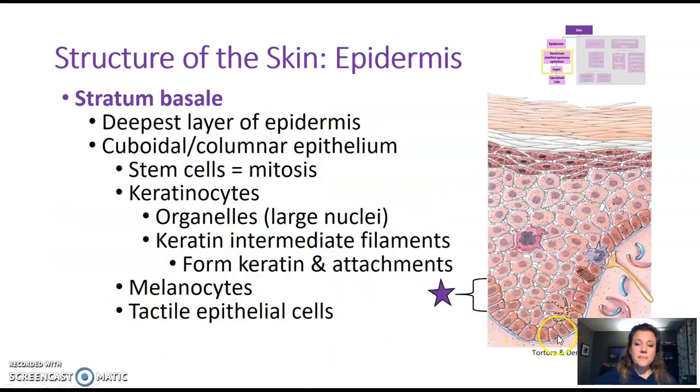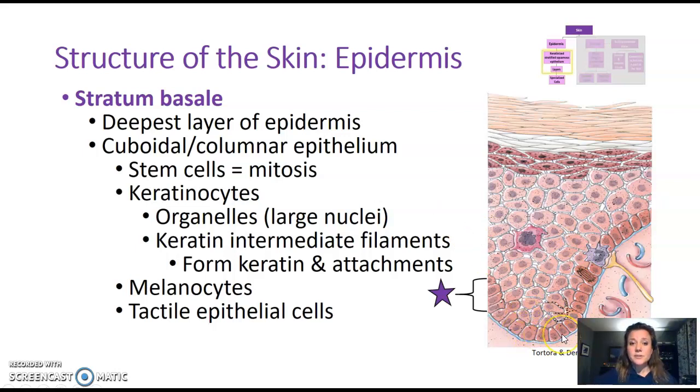This layer that is mitotic, as you can see, we've got some mitosis happening here in the bottom layer. This layer is called the stratum basale. It's the deepest layer of the epidermis. It consists of cuboidal or columnar epithelium. If you could try to remember that from our prerequisite module that you had to do before we actually started the class.